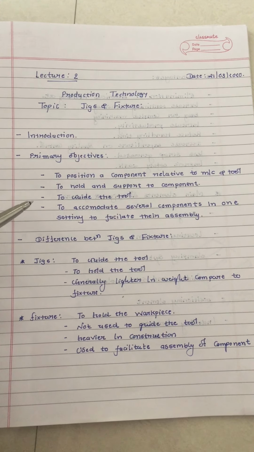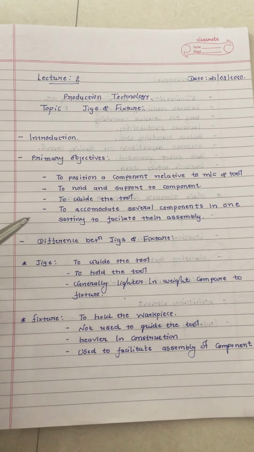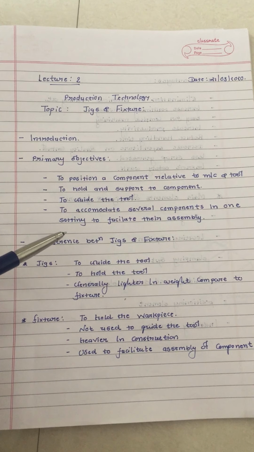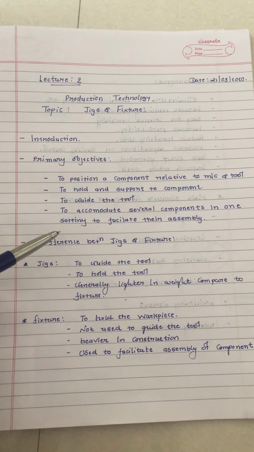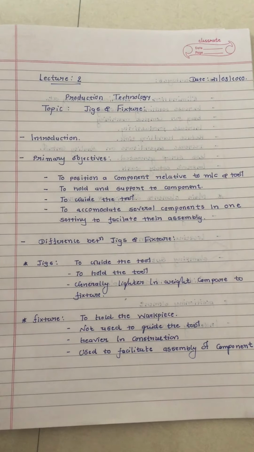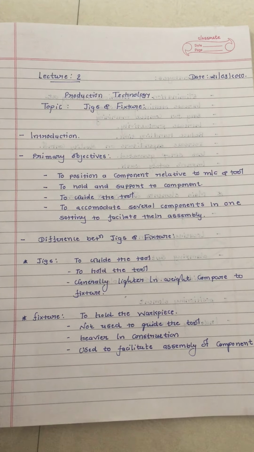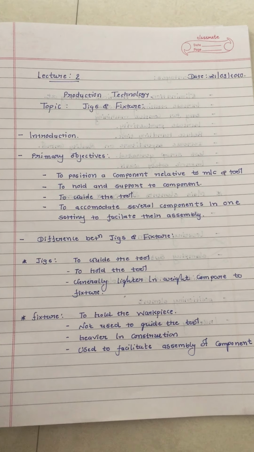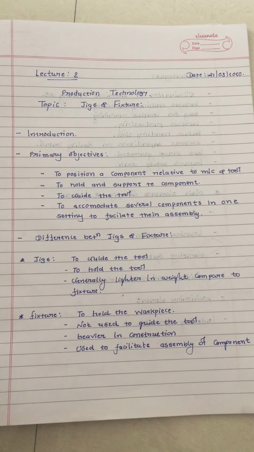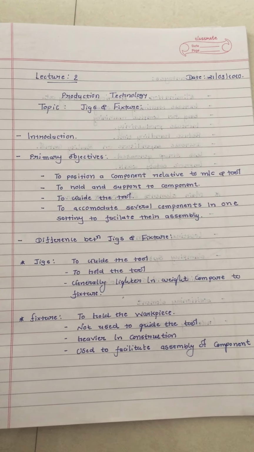The next primary objective of jig and fixture is to guide the tool, and the last objective is to accommodate several components in one seating to facilitate their assembly, right? So after understanding the basic objectives of the jig and fixtures, we have to study in a very detailed manner the basic difference between the jigs and fixtures.